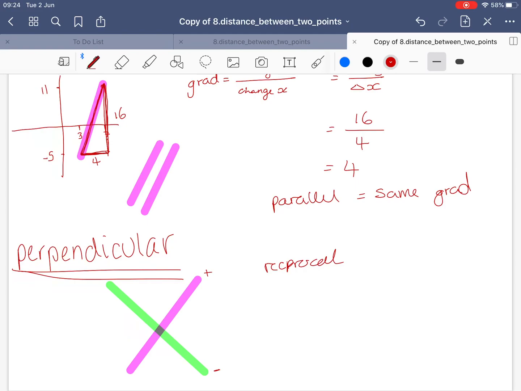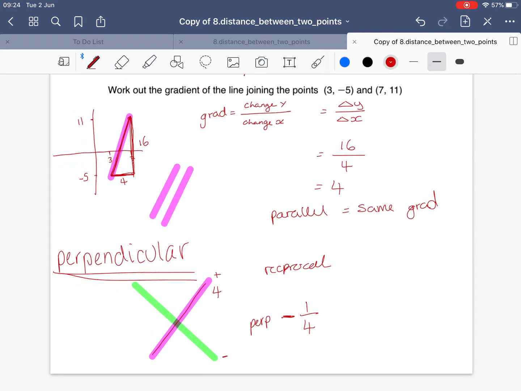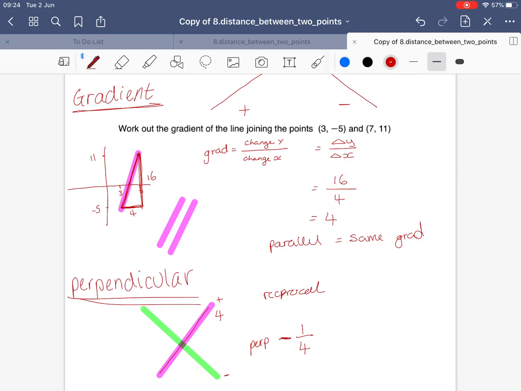So if, for example, the gradient of this pink line was 4, the gradient of the perpendicular would be minus, and then the reciprocal of 4 is 1 over 4. Because the number 4 can be written as 4 over 1. Reciprocal is where you flip your fraction, and that gets you 1 over 4. So those are a few things about gradients and about parallel lines having the same gradient. Perpendicular is your opposite, so the opposite of positive or negative, and then you flip your fraction.